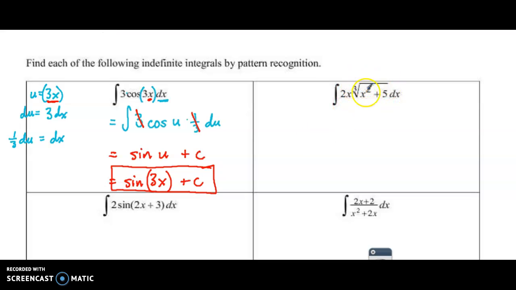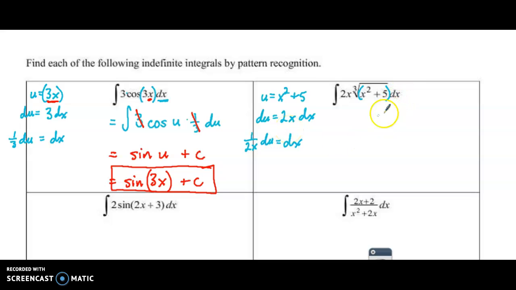So again, I look for parentheses. There's an implied grouping symbol right here. So off to the side, I'm just letting u equal x squared plus 5. So then du will equal 2x dx. And in my experience, students need to solve for dx, so they divide that 2x over.